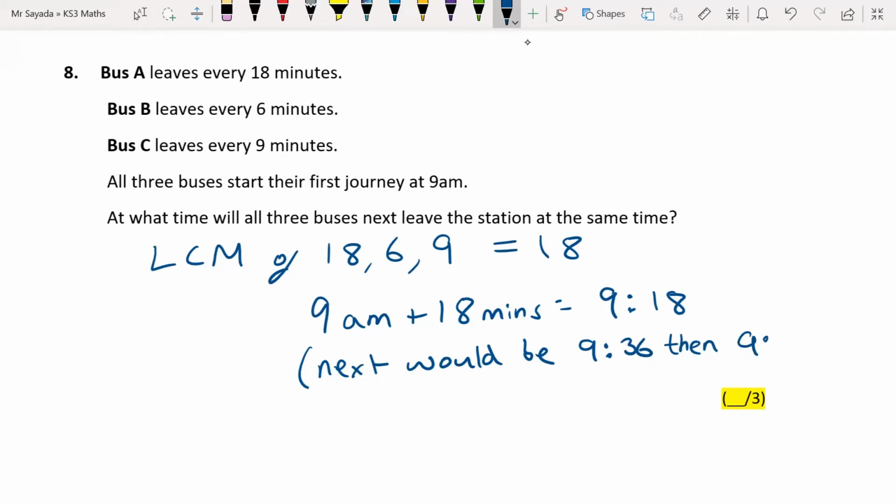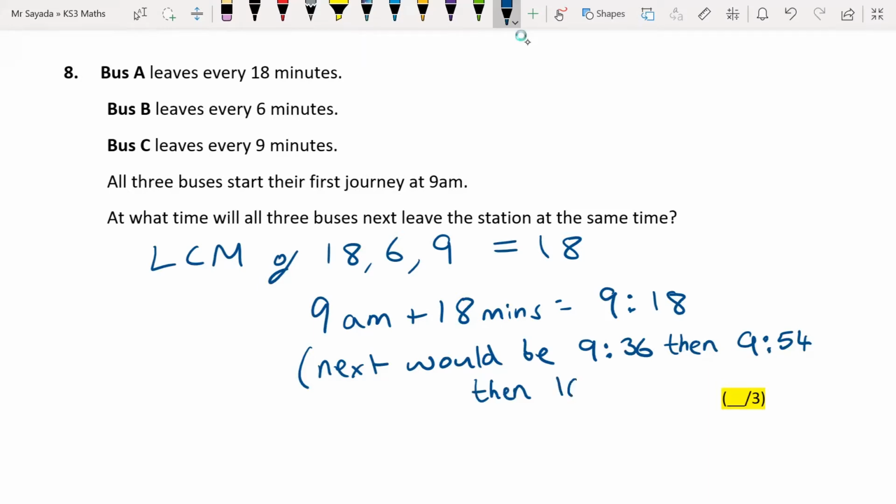Hopefully you've said 9:54. You can do that quickly by adding 20 and minusing 2. So a quick way to add 18 is add 20, minus 2. Could you work out what the next time would be that they all meet again? Pause the video to do that and press play once you're ready.